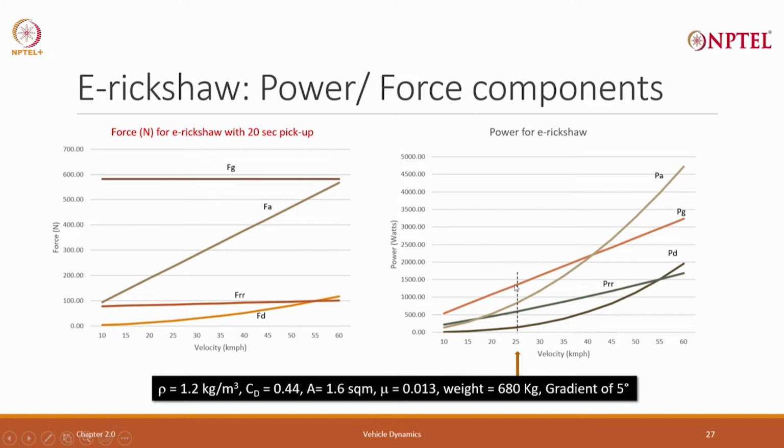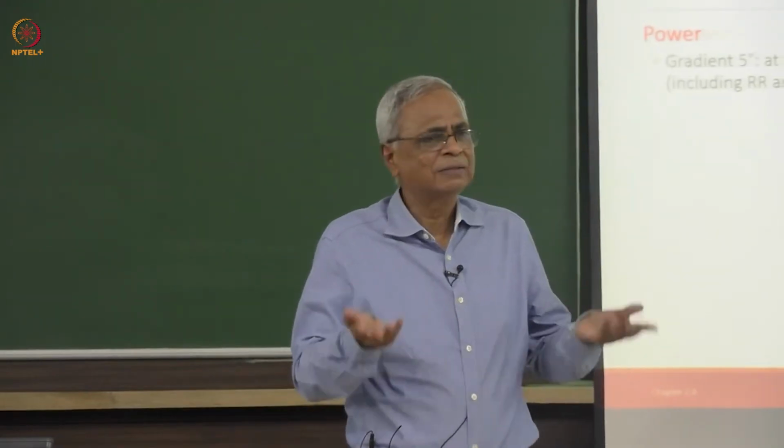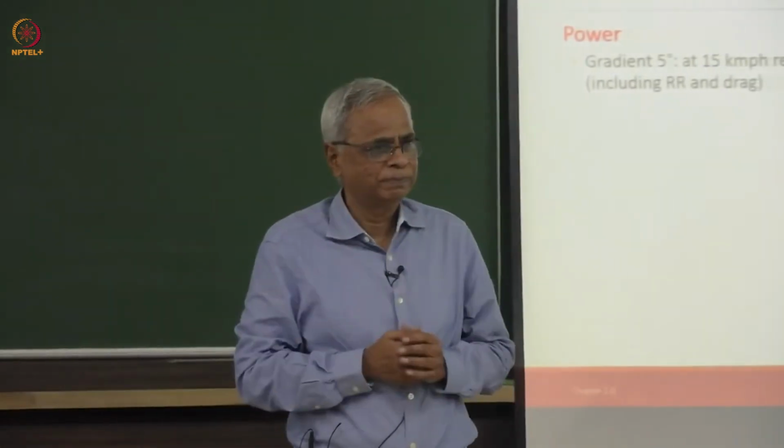1.5 kilowatt, if I really travel at 15 kilometer per hour. Because the curve is done at 3 times the velocity, you will have to actually see the 45 kilometer barrier. This is 1.5 kilowatt, including rolling resistance and drag. So, 1.5 kilowatt e-rickshaw motor, if you make it go up to 1.5 kilowatt, then it will be able to travel a slope.